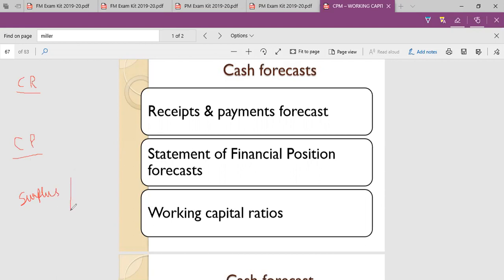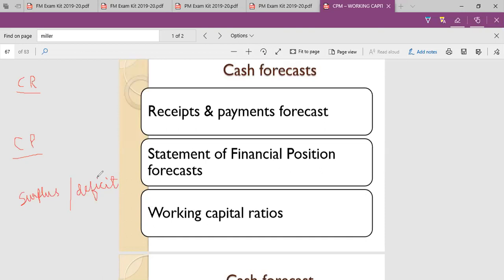Otherwise, if the cash payments are more than the cash receipts, we call it a deficit, which means that in the next one month they will not have sufficient cash to meet their payments. Once this is identified, if they have a surplus, there is no issue, they are comfortable, so they can meet all their payments on the due date and nothing gets affected. So they can carry on with the business in the long run as well without any problem. So they are safe if there is a surplus.